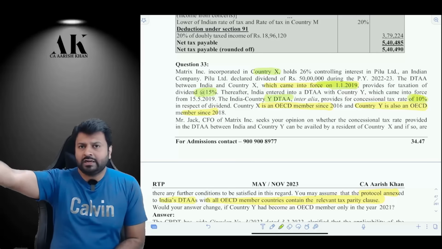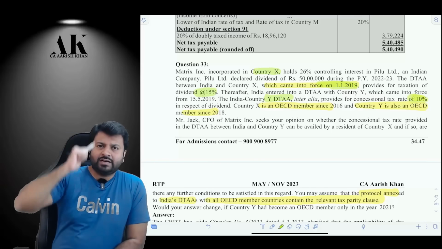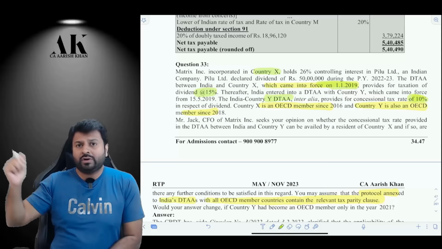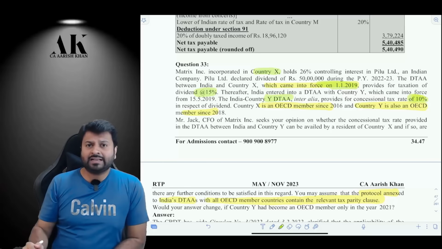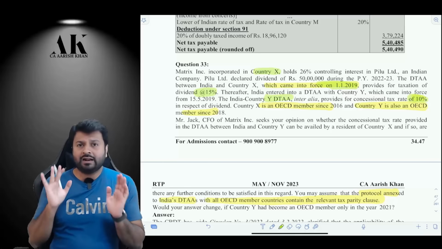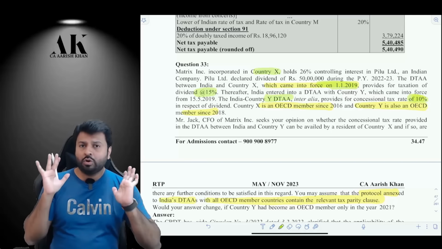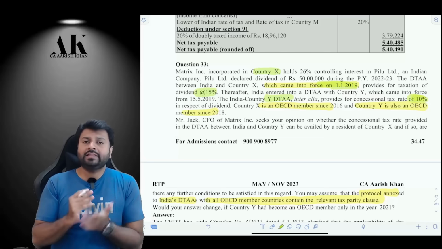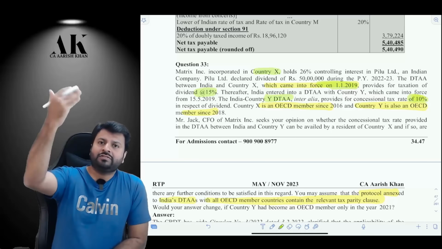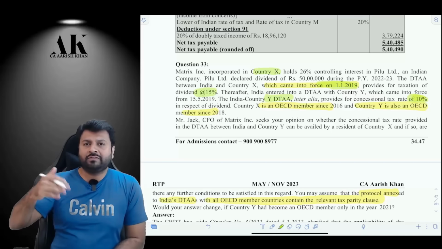Initially you entered into a DTAA with country X at a 15% dividend rate, and then you are entering into a DTAA with another country and giving a further relaxed rate of 10%. So both the countries are most favored nation and both the countries are OECD members since the very beginning, and therefore you have to give this benefit of 10% to the first country also. This is what the concept of most favored nation is all about.